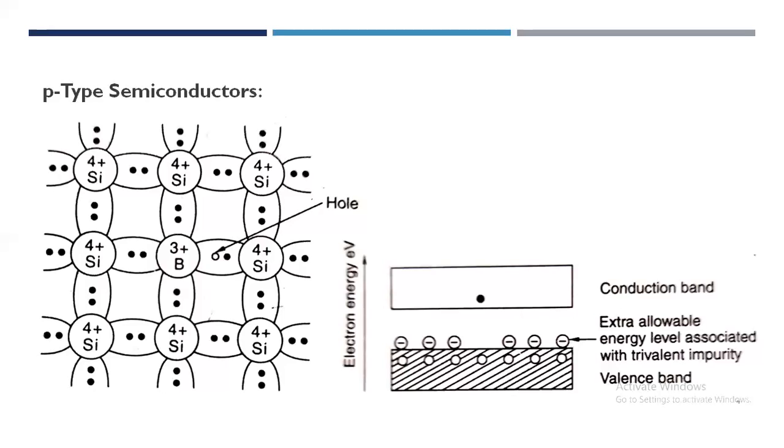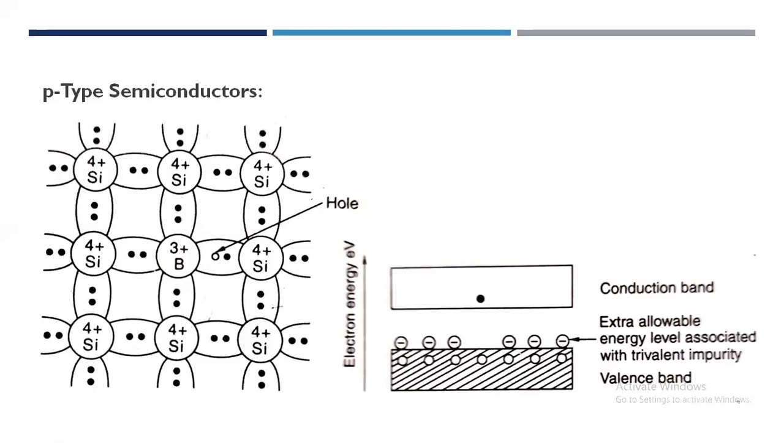In this figure, we can see silicon having 4 electrons in its outer orbit: 1, 2, 3, and 4. Boron has 3 electrons in its orbit: 1, 2, 3. What remains is called a hole. So 3 of the neighboring silicon atoms form covalent bonds with the 3 valence electrons of the boron atom.